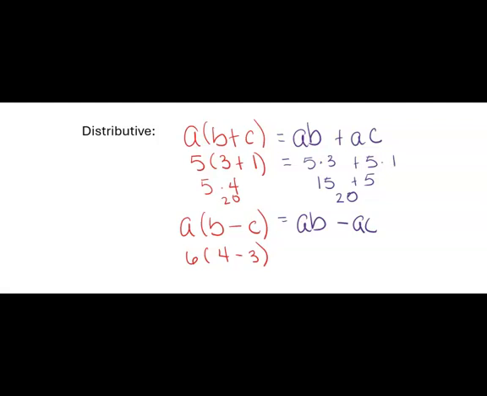Same thing happens with subtraction. Let me distribute first. So we're going to say 6 times (4 minus 3) is the same thing as saying 6 times 4 minus 6 times 3. If I do order of operations first, I get 6 times (4 minus 3), which is 6 times 1, which is equivalent to 6. Or I could say 6 times 4 is 24, and 6 times 3 is 18, and 24 minus 18 is also 6.